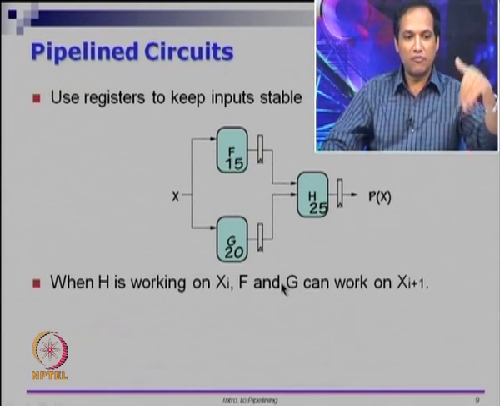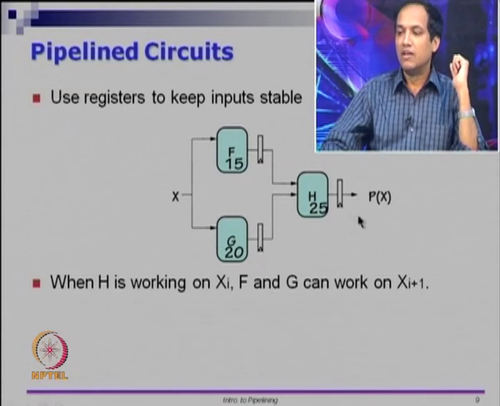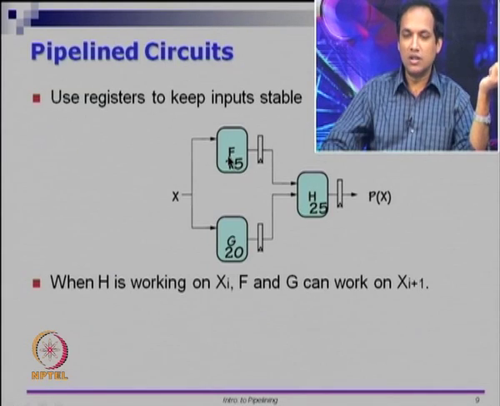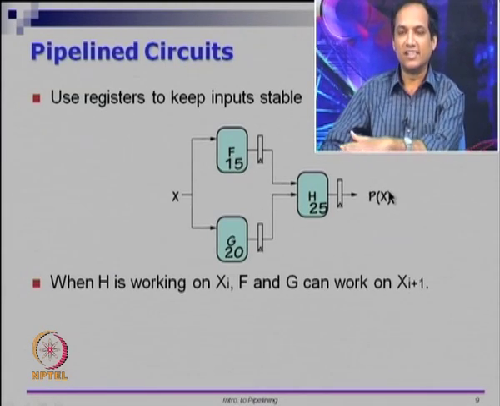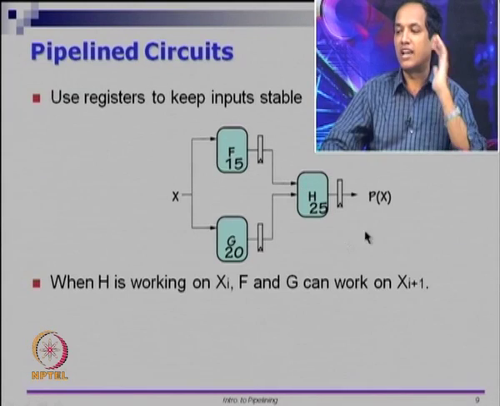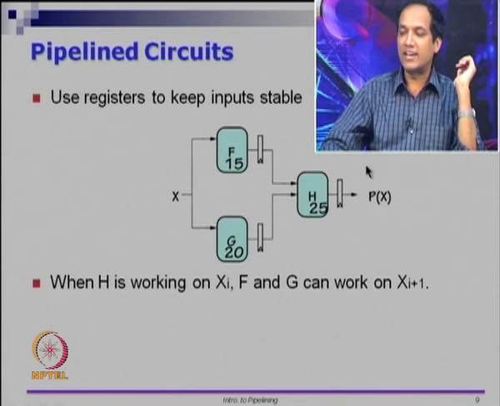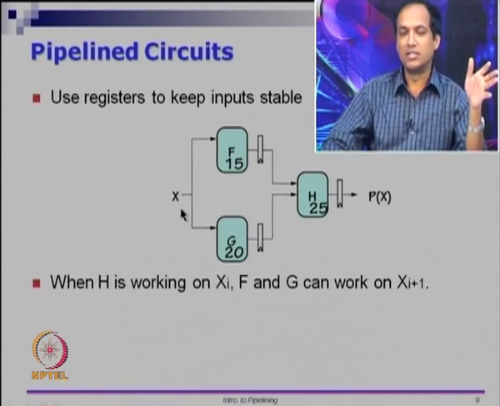So if we go back to the laundry example, when I am drying the 3rd load, I can wash the 4th load and the 2nd load is ready outside. That is the analogy here. So here you will have Xi minus 1, H will be processing Xi, and F and G will be processing Xi plus 1. You cannot give Xi plus 2 at this point of time.